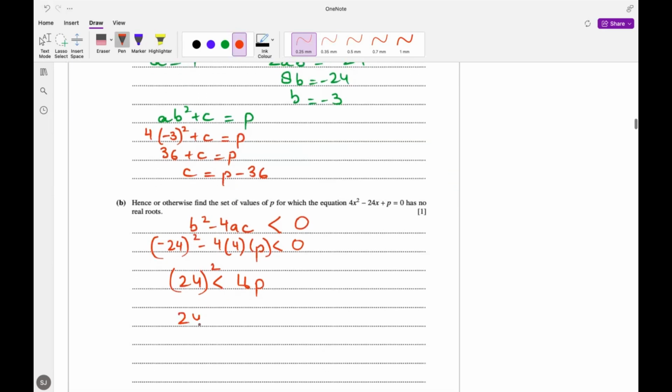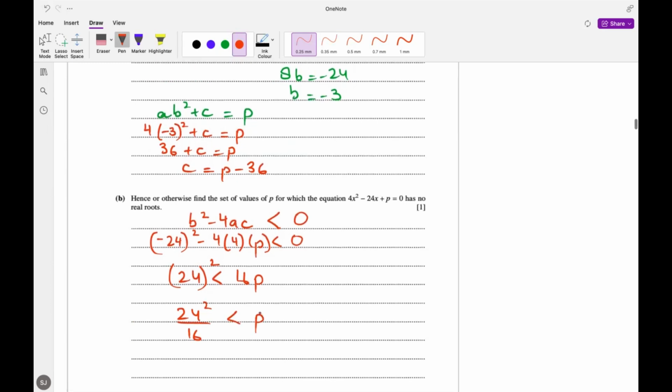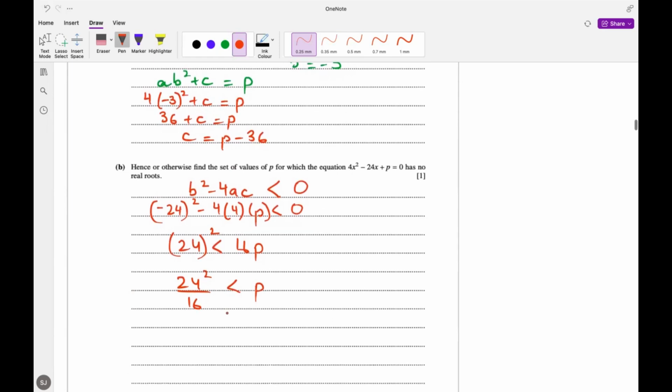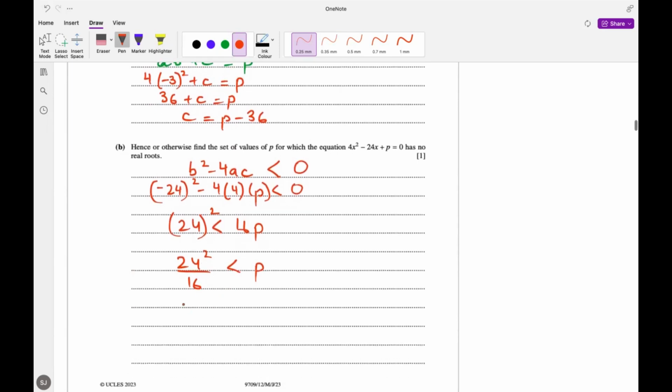Dividing 24 squared by 16, greater than p. So p will be greater than 24 squared upon 16. Dividing 24 squared by 16, this will become 36 greater than p. So the values of p will be greater than 36.